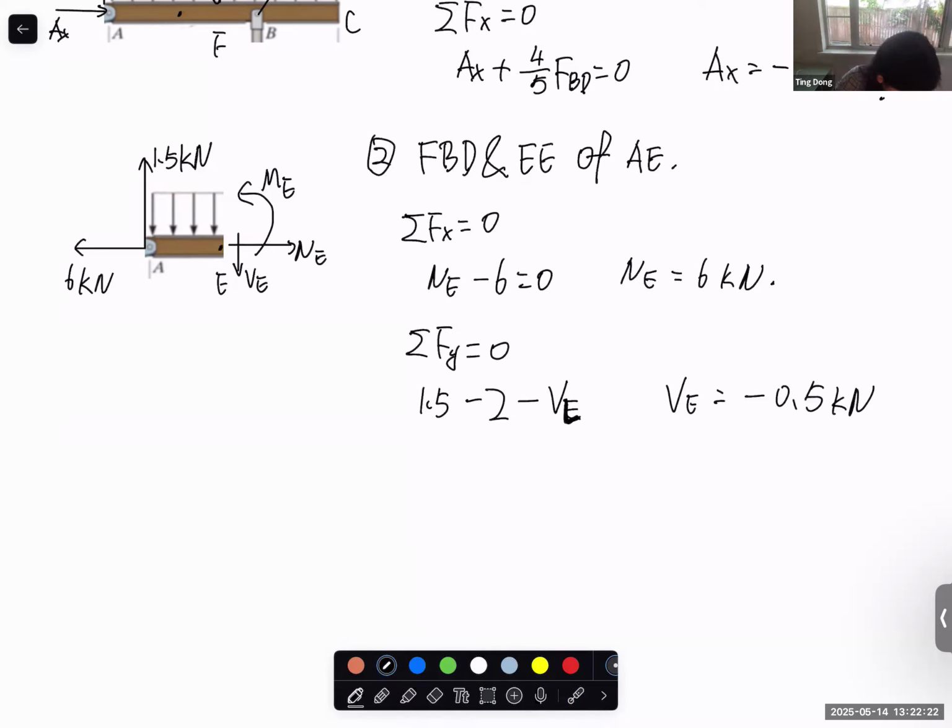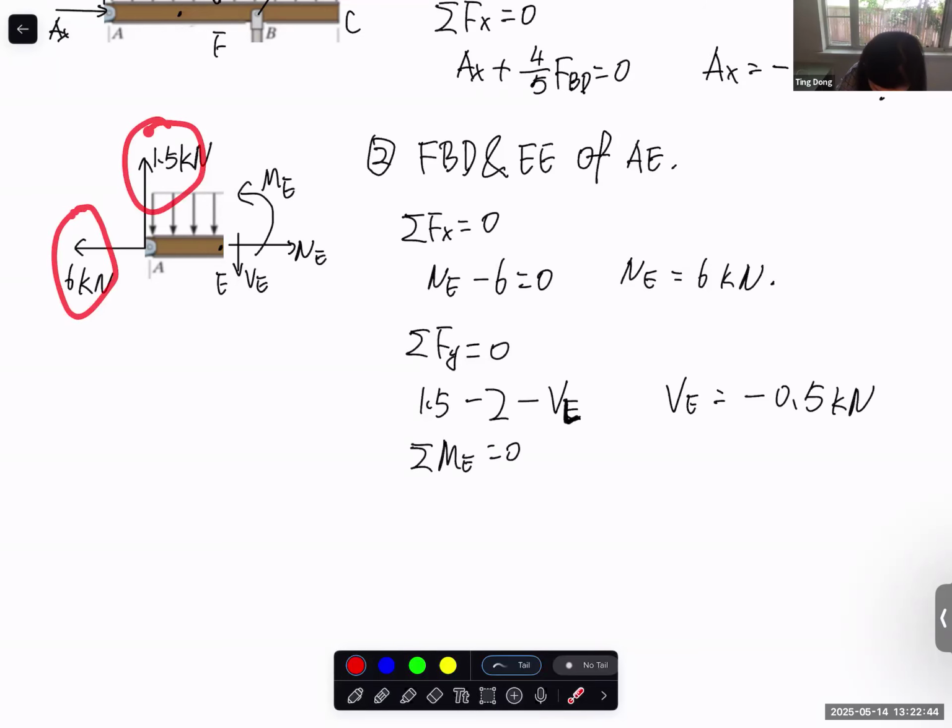Moment. You can do moment about A, you can do moment about E, doesn't matter. So let's say moment about E. Then we have this force pass through point E. So this moment arm 0. There's no moment contribution from this AX. This one will generate a clockwise moment. So, and the moment arm is 2 meter. So negative.